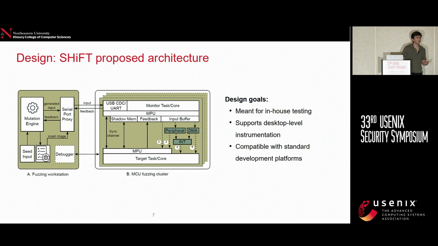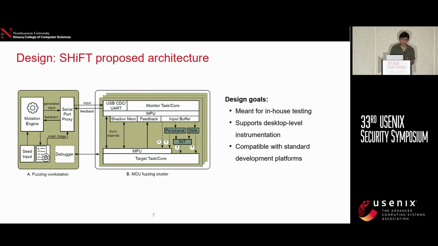The target is essentially what we are going to test here. It could be another task, taking advantage of a multitasking environment, or it could be another core. So one core of the MCU is going to run the fuzzer, and the target application is going to run on another core. So it's very flexible, right? And this is meant for in-house testing. The idea is that we take advantage of the source code, and developers can integrate this tool early during the development and design phases, right?